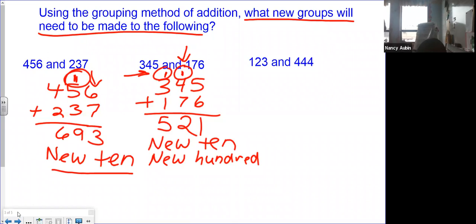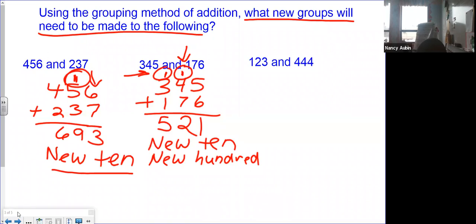Stack it and see if you made any new groups. The only new groups again you're looking for: did I make a new 10? Did I make a new 100? Sometimes we make new thousands, but not today. So write on your board what new groups you made, if you made any.